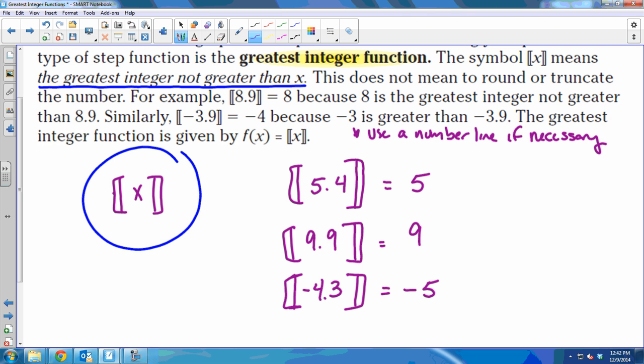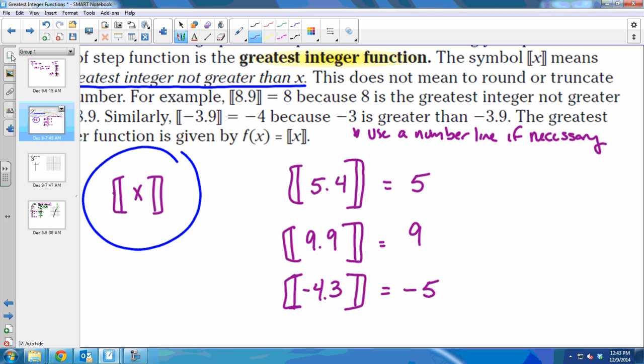Do those make sense? You're going to have to be able to use that function in order to graph something, because you have to be able to figure those types of numbers out in a table. Okay? So it just means the greatest integer that's not bigger than whatever's in the parentheses or in the bracket. The negative ones are the only ones I think that are super tricky.